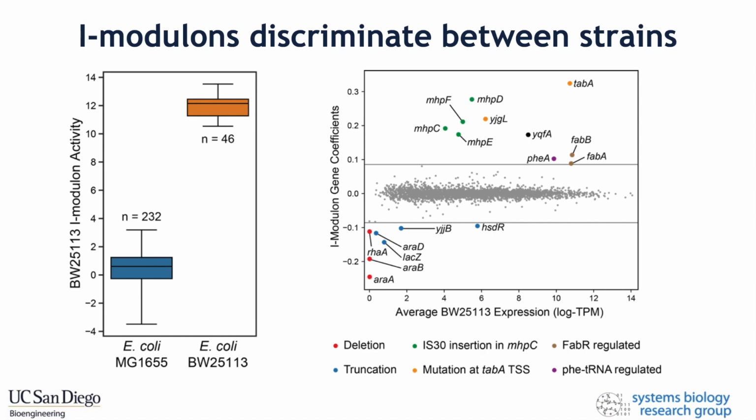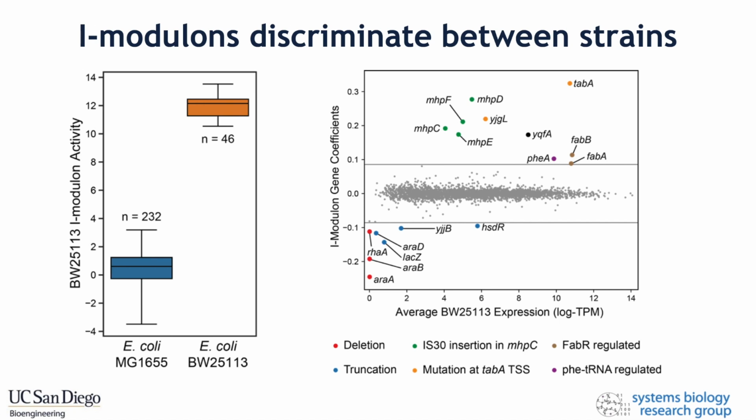For example, there's an IS30 insertion element added in mhpC in the BW strain that's not there in the MG1655 strain. IS30 is known to have an internal promoter, and this seems to cause constitutive expression of the mhp operon. There's also a SNP at the transcription start site of the tabA-ydjL operon. This seems to also increase the expression of these two genes in the BW strain.